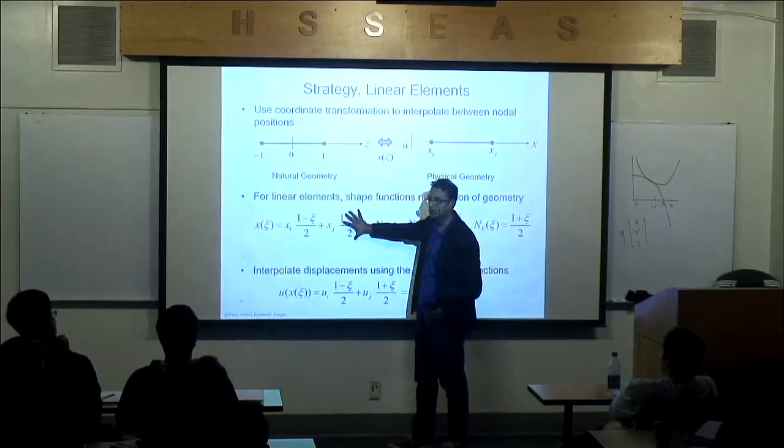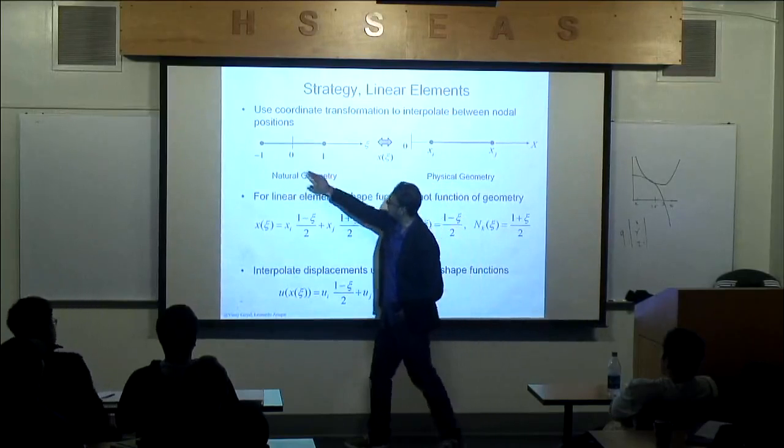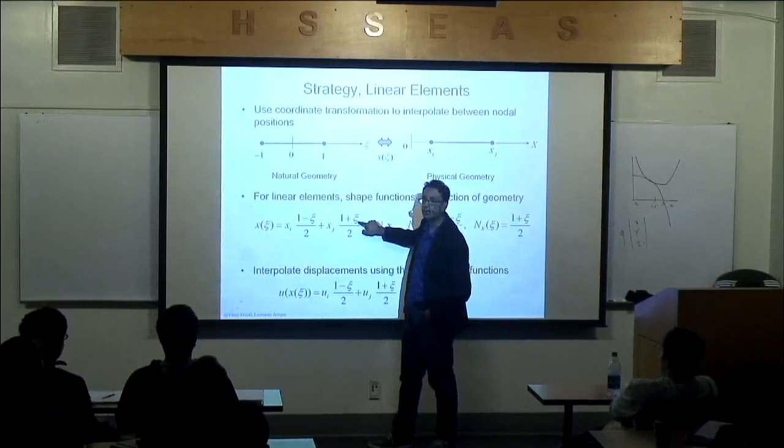Let's look at this one. This shape function must be 0 at this node, because this shape function belongs to this node. So if I put ξ = -1, do I get 0? If I put 1, do I get 1? Because I get 1 plus 1, 2. 2 divided by 2, 1.